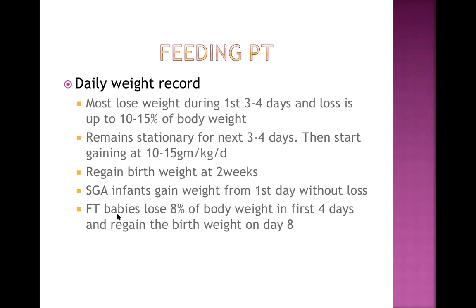Full-term baby, the baby who is born after 37 completed weeks, they lose around 8% of the body weight in first 4 days and regain the birth weight on day 8. Now let me compare between these 2 points once again, so that you have good concept here. Preterm baby, they lose more percentage of body weight and they take longer time to regain it as well. They take maybe about 2 weeks time to regain the birth weight. Whereas full-term baby, they lose half of the body weight in first 4 days and regain the birth weight on day 8. So exactly, double time is required by preterm baby and they lose double weight than full-term baby as well. But we don't need to worry much. This weight will be recovered and after that, they will only gain.